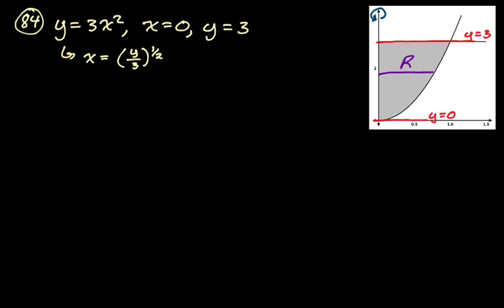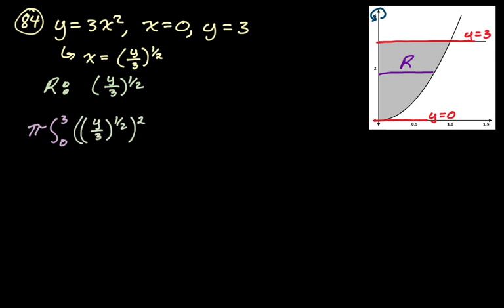Let's write down r, which is just our function. And then we're going to go pi, the integral from 0 to 3. We need to square r, so it's r squared, and then dy. We can clean up the integrand. It cleans up really nicely in this case, right? We just get y over 3.